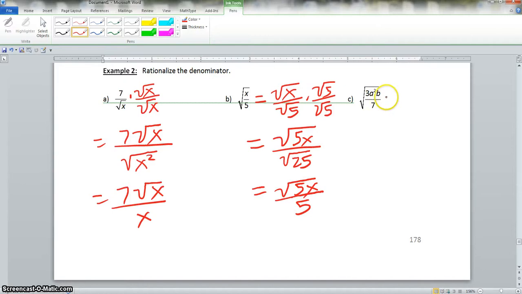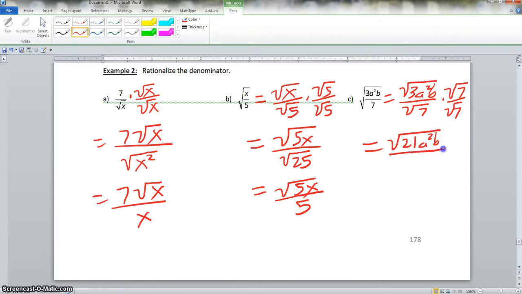Now we come to c here. Now we cannot simplify this fraction here. So we will go ahead and take the square root of 3a squared b all over the square root of 7. Now we multiply our numerator and denominator by the square root of 7. We cannot have a radical in our denominator. So our numerator would end up being the square root of 21a squared b all over the square root of 49. Now in our denominator, that would be 7.